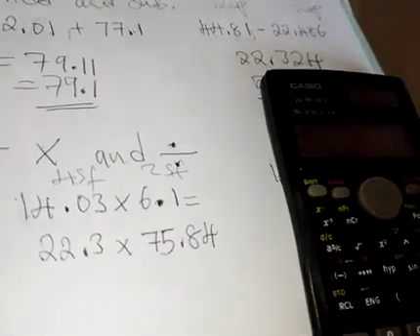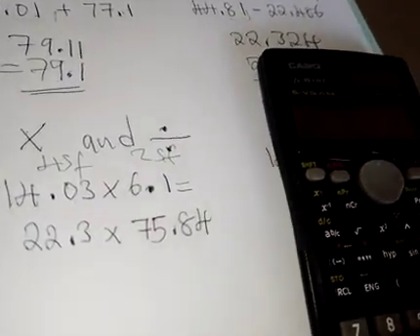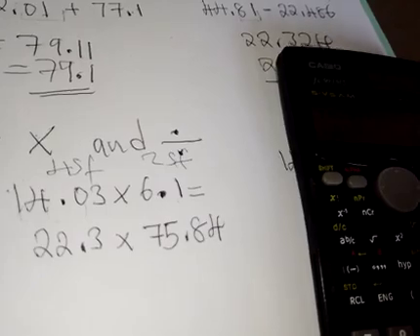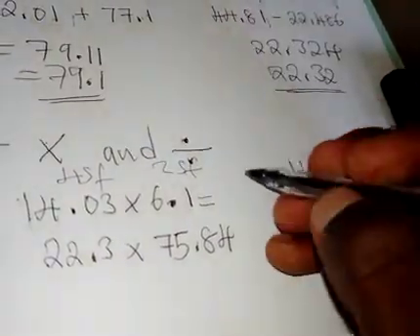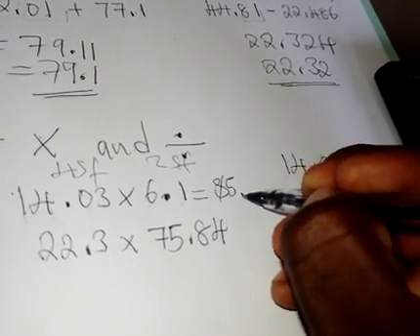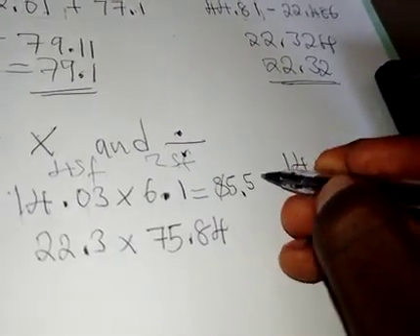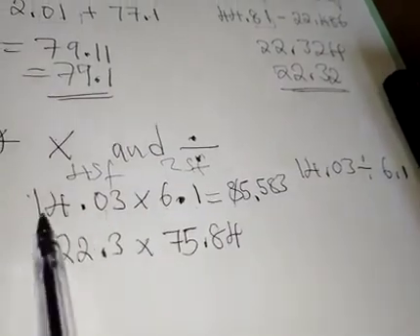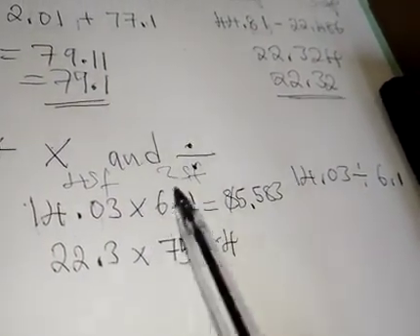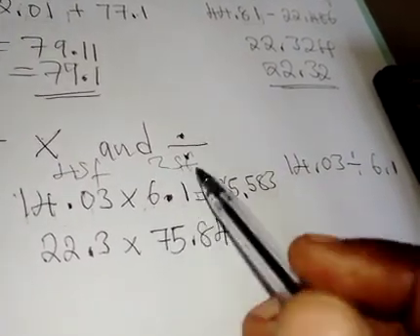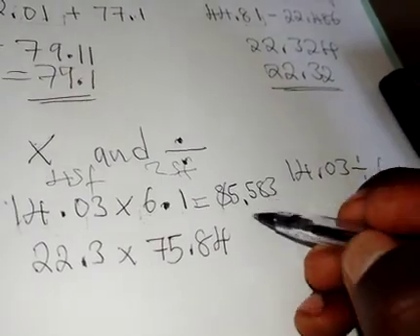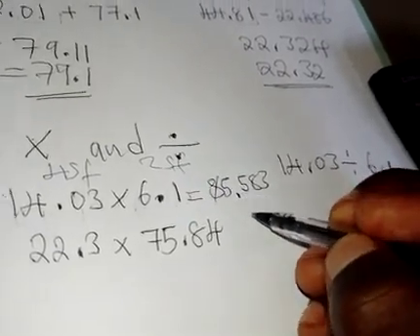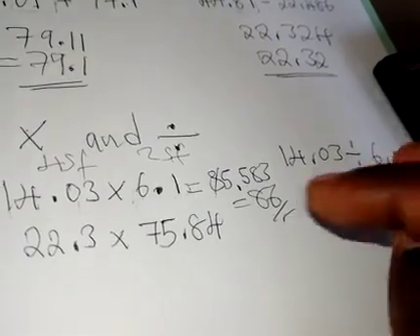So let's multiply. We have 14.03 times 6.1. We are getting 85.583. Now, if you check the least significant figures from what we are multiplying, we have 2, from 6.1. So the answer should have 2 significant figures. So here 85.583 is simply 86, 2 significant figures.